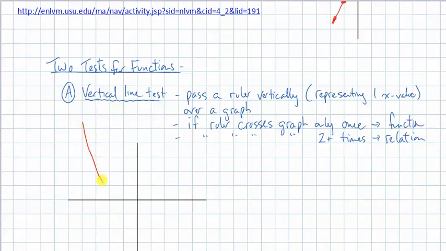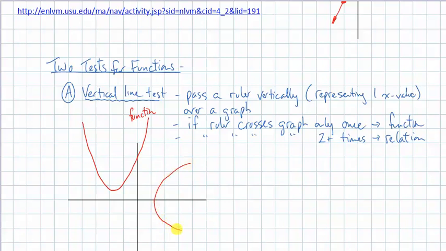Let's make a graph. Here's a graph. And what I'm going to do is imagine passing a ruler through this, a set of vertical lines. And I want to think about how many times this ruler, or this vertical pass, is crossing the graph. Well, in this case, it is a function because I only get the graph crossing at one place.